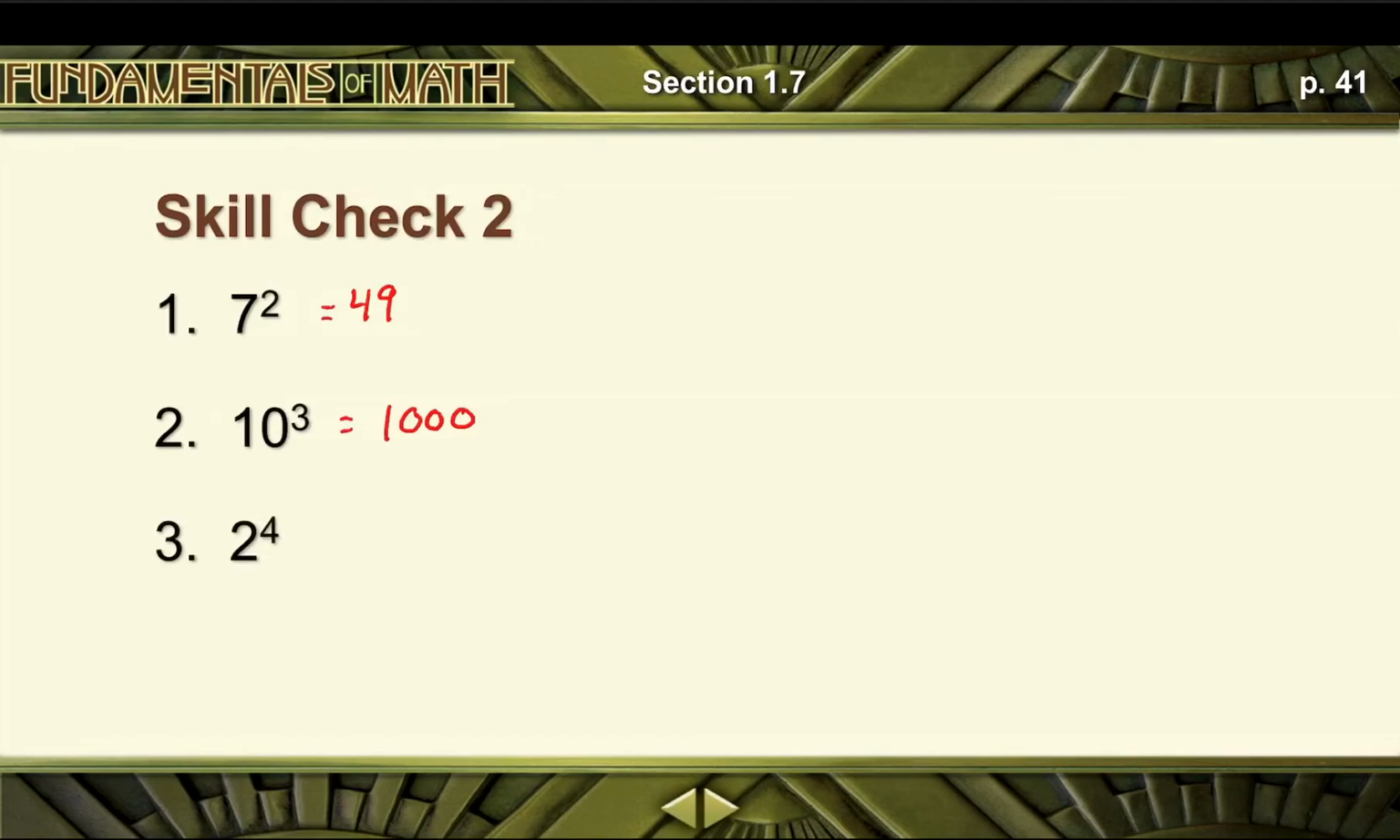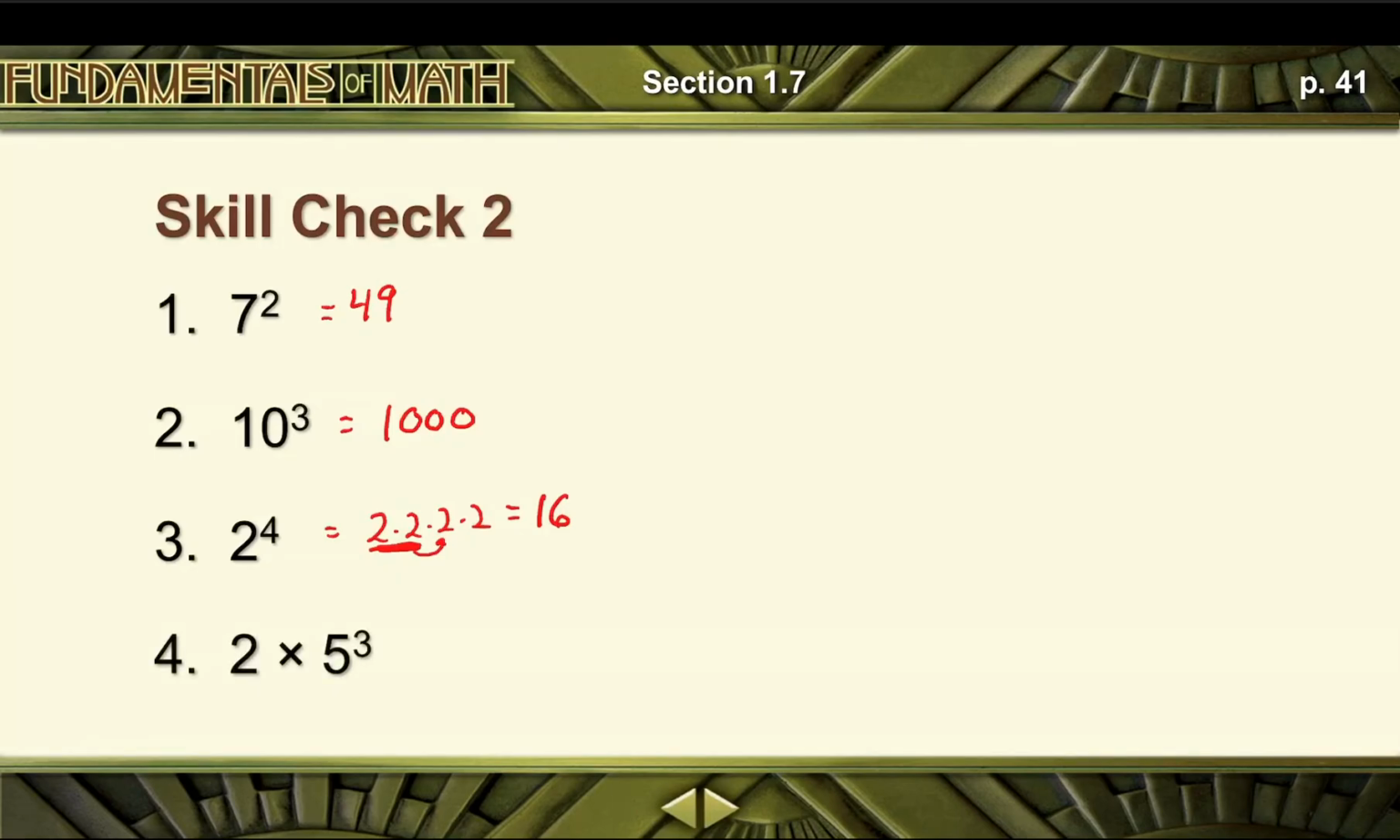Next one, 2 to the 4th. Well, that's 2 times 2 times 2 times 2. Really, when you do this, you should be able to work your way across. 2 times 2 is 4, times another 2 is 8. 8 times 2 is 16. So our answer is 16.